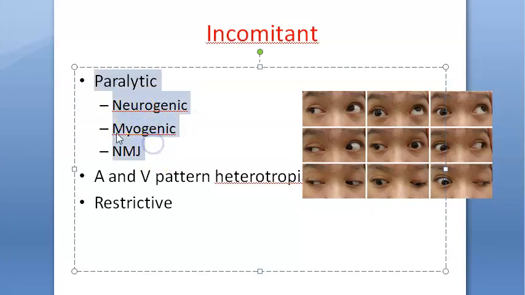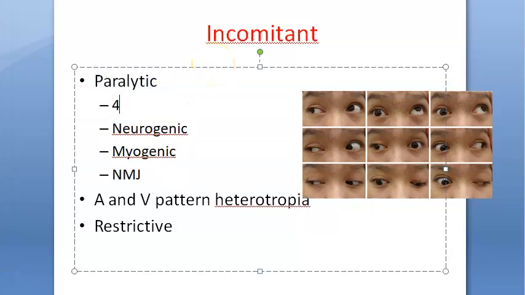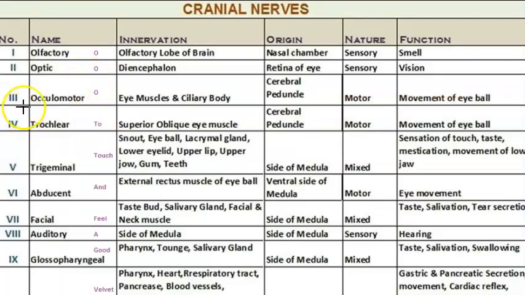Under paralytic you have neurogenic, myogenic, and neuromuscular junction issues. The lesions may be neurogenic, myogenic, or at the level of the neuromuscular junction. Paralytic means the deviation occurs from complete or incomplete paralysis of one or more extraocular muscles. Here you can blame the third cranial nerve. The third is the oculomotor nerve, which innervates the eye muscles and ciliary body, so it helps in movement of the eyeball.